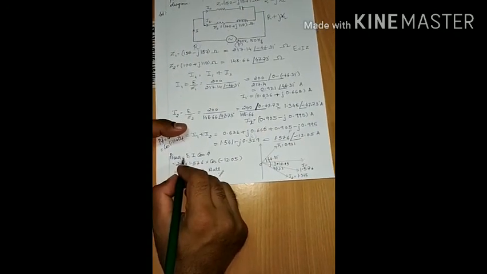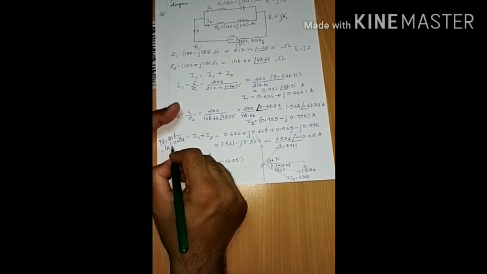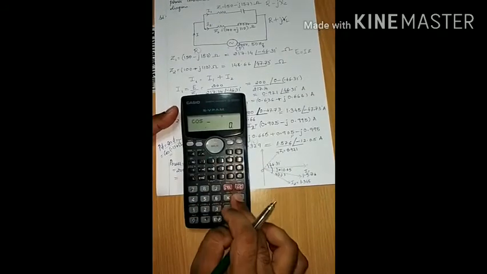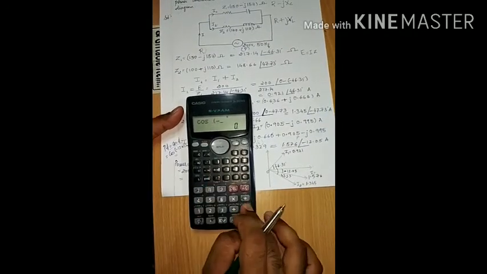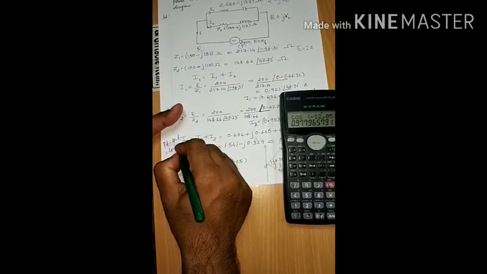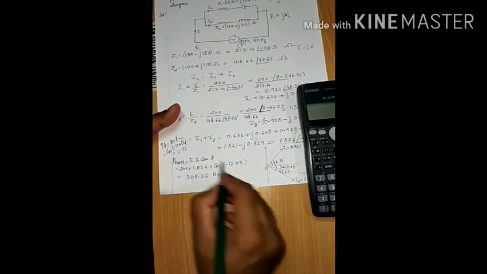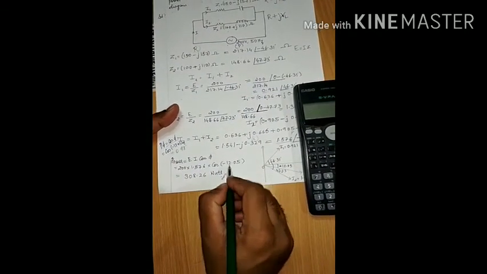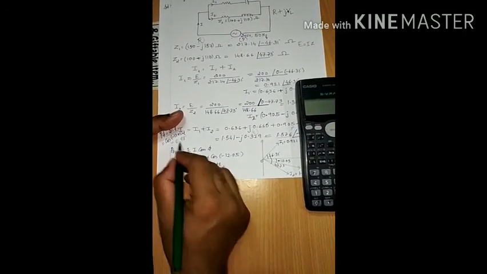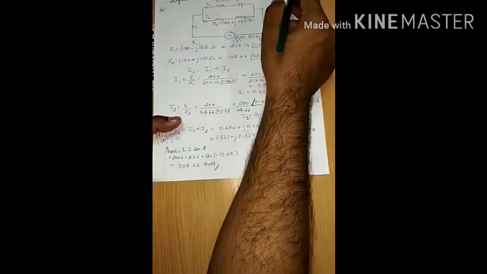Power factor can be calculated by cos phi. The value of phi is minus 12.05, so cos of minus 12.05 is 0.98. You can directly write this expression, or you can simply write 0.98. It's the same. E is 200, I is 1.576, and multiplying by cos phi, you're going to get 308.26 watt.